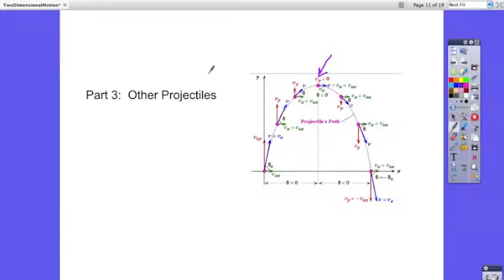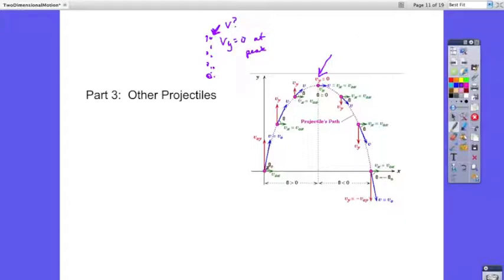We have thrown things straight up into the air and had them come straight back down before. And we've dealt with these problems, and we've been able to find the time it takes to reach the peak and how high it goes. And one question that we asked a lot was, what's the velocity at the peak of the path? And when an object is thrown vertically upward, the velocity at the peak is 0. That means Vy is 0 at the peak.